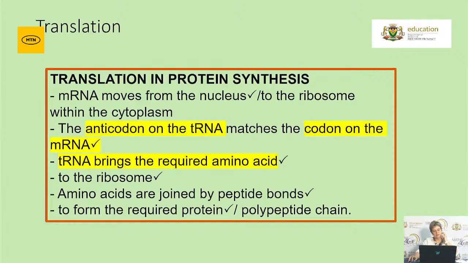In translation, it is very important to look at the anticodon of the tRNA, which matches the codon of the mRNA. If they ask you for a specific example, then you must say the anticodon of the tRNA, and maybe you have to mention the anticodon. Maybe it is GCC that matches the codon on the mRNA, and that will be CTT. So look at what they ask and bring the required amino acid. Maybe they refer to a specific amino acid, then you must name it.